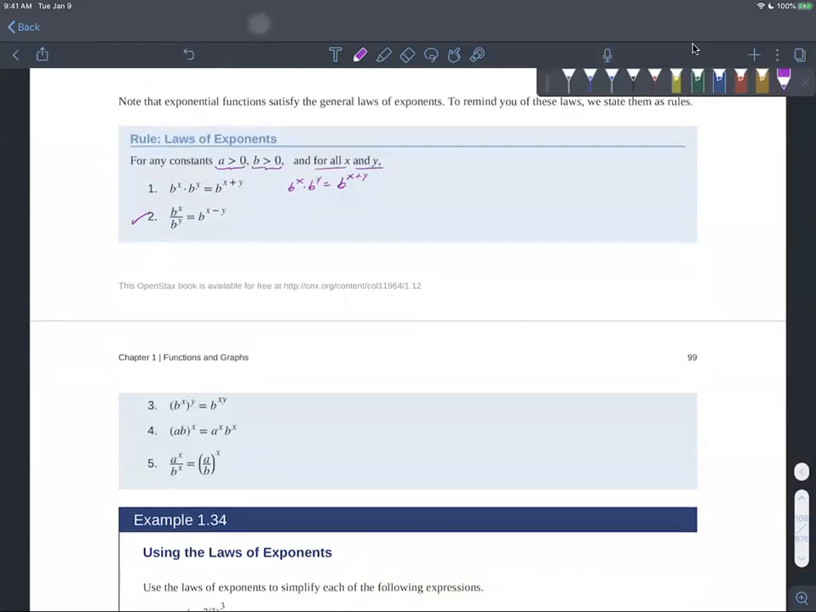If you have an exponential and you raise it to another exponent, then you can just multiply those two exponents together. That's b to the x times y. Exponents distribute over multiplication. So if you have a multiplication like a times b, and that product is raised to the x, then we can raise each of the factors to the x. And then same thing over division.